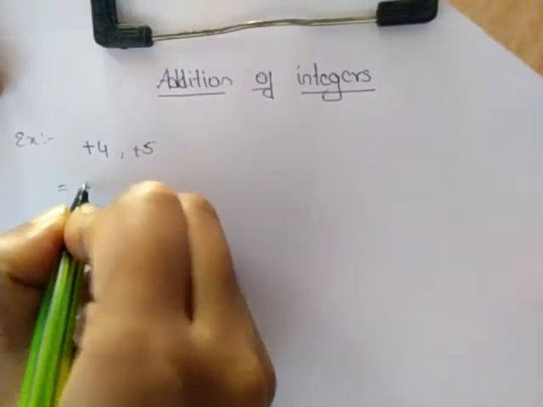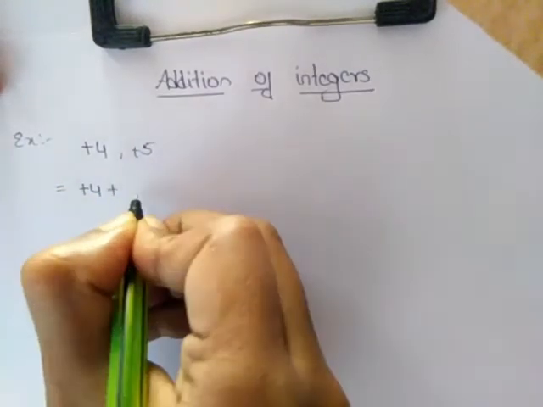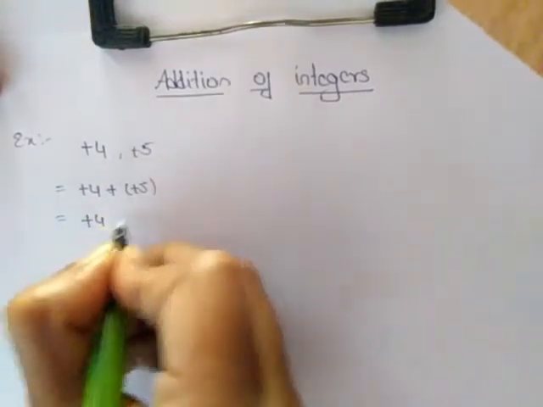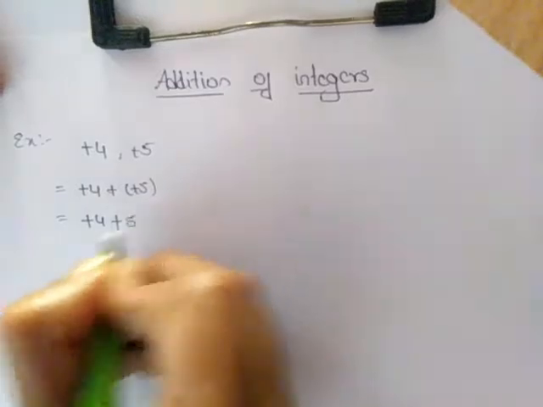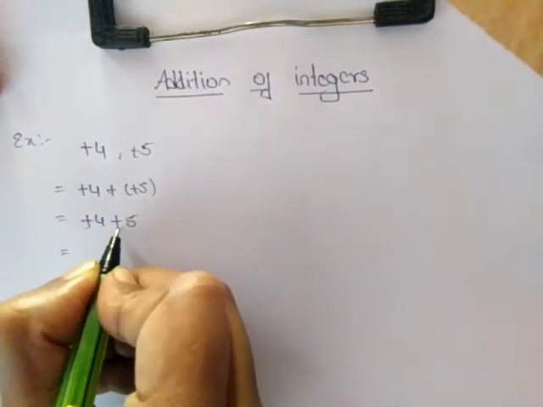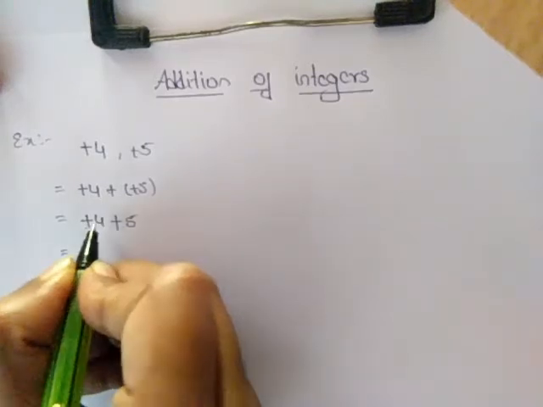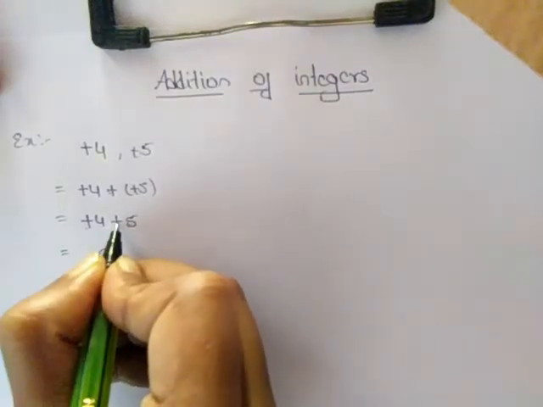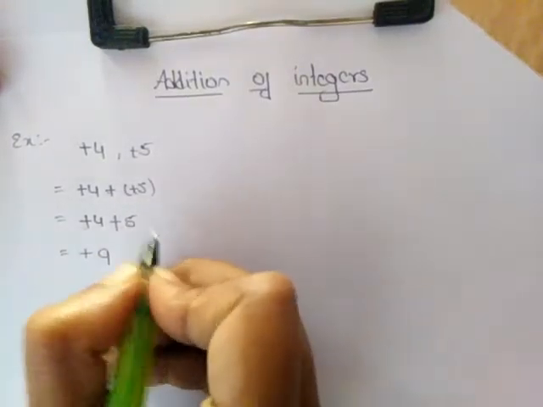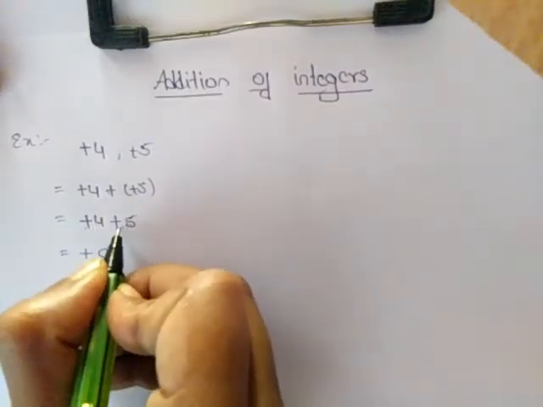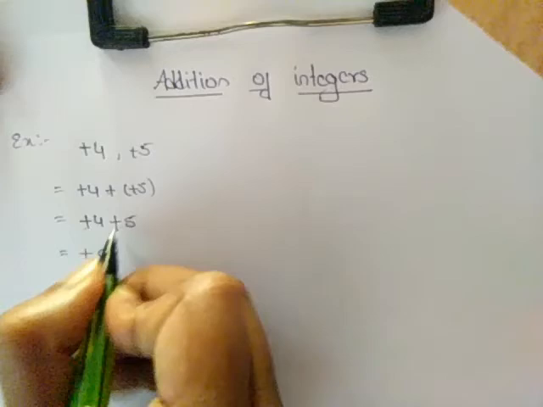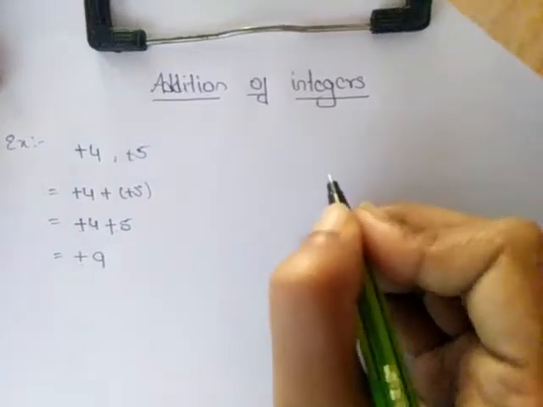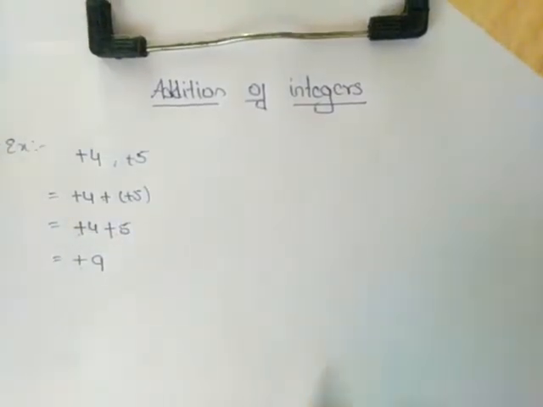We'll add these two numbers. In between these two numbers, we'll write addition symbol and this plus 5. Okay, then plus 4, plus into plus, it will be always plus, and this 5. You can see these two numbers having here same symbol, isn't it? So we need to add these two numbers. 4 plus 5, it is 9. Bigger number sign we need to write. Bigger number sign means out of these two numbers, which number is bigger? 5 is bigger, right? So we need to write the symbol of that. That is plus.